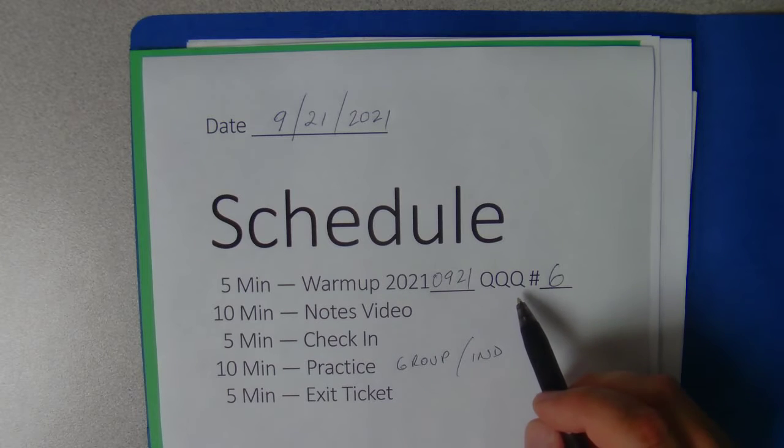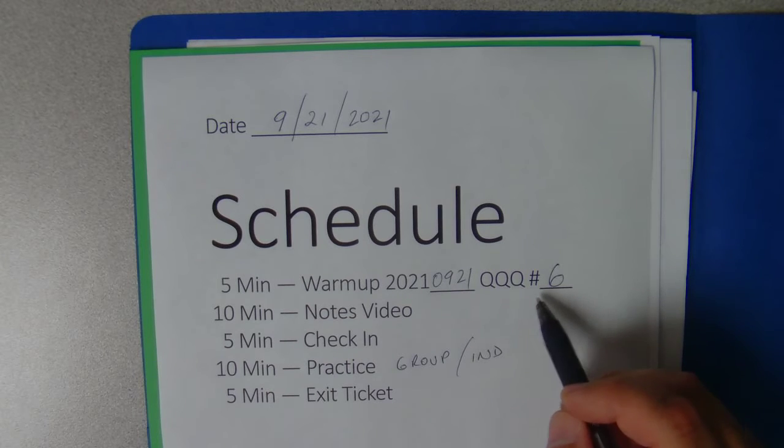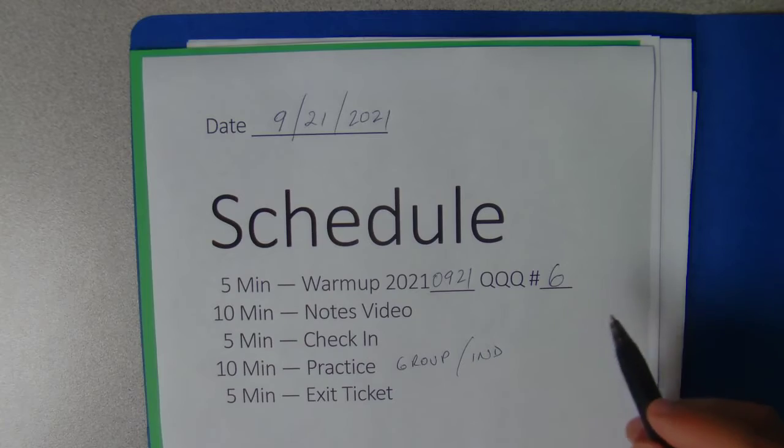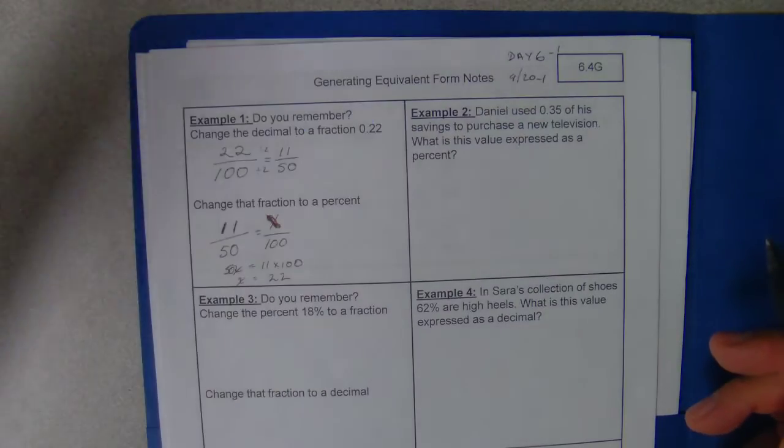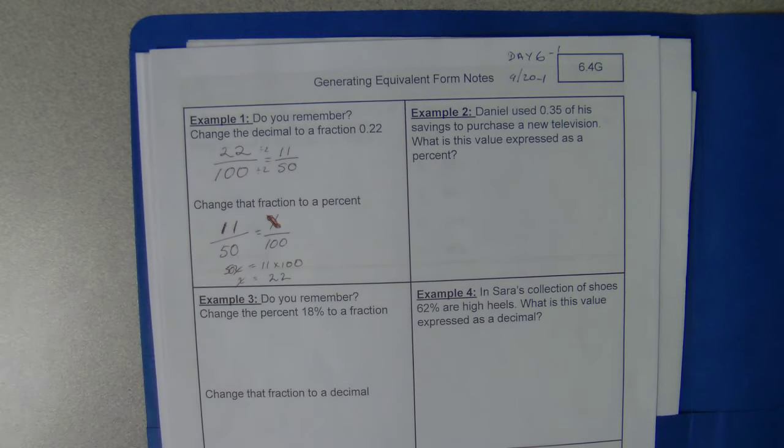The warm-up you should have done already. That was QQQ number 6 on the target list. And let's go ahead and move on. Alright, here's the notes.